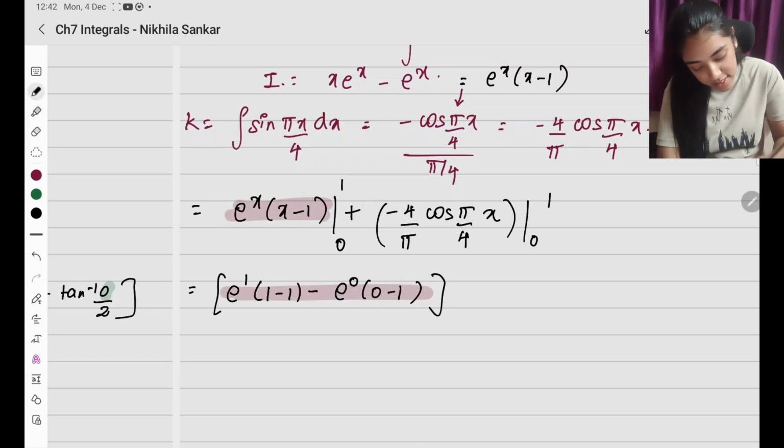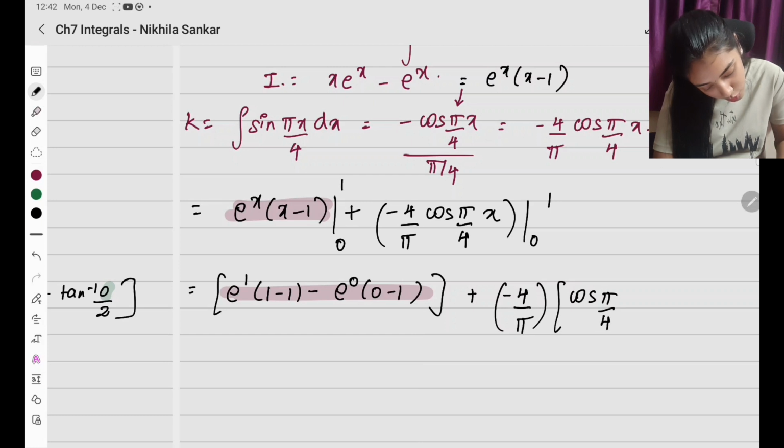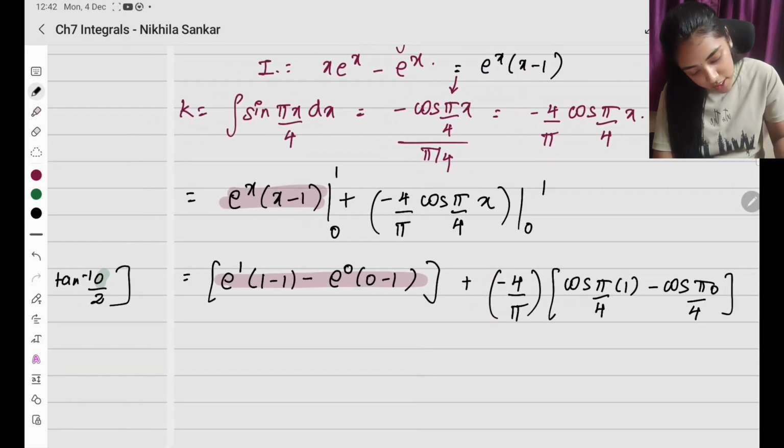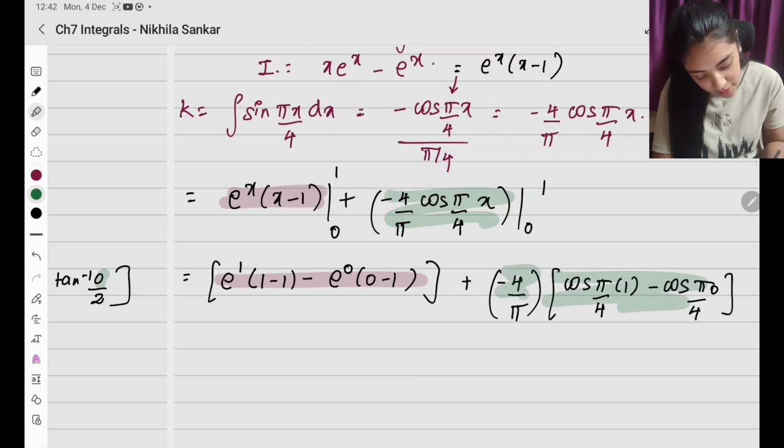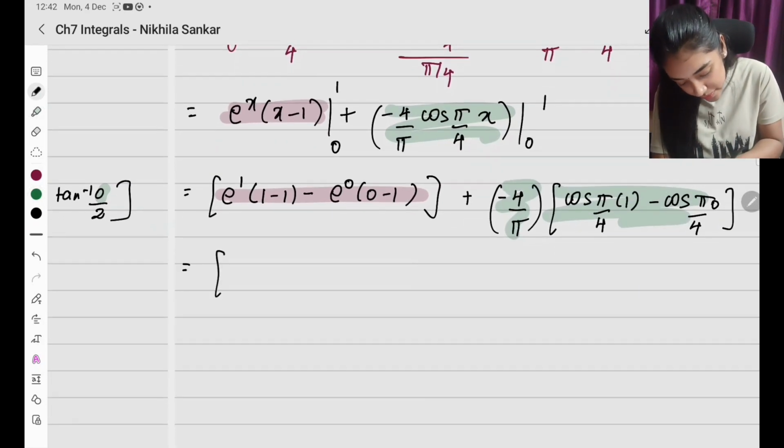Now I am going to solve the second one. So I have plus, I will take the minus 4 by pi outside times cos pi by 4 times 1 minus cos pi by 4 times 0. Okay. So this is my second value. I have taken the minus 4 by pi outside because it's a constant.